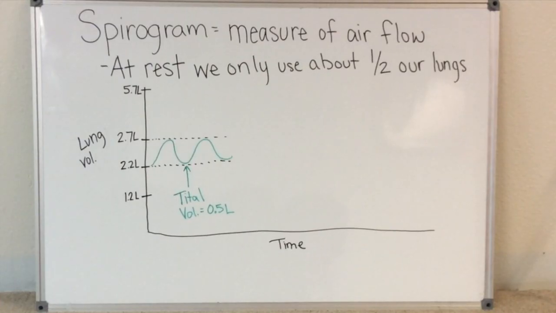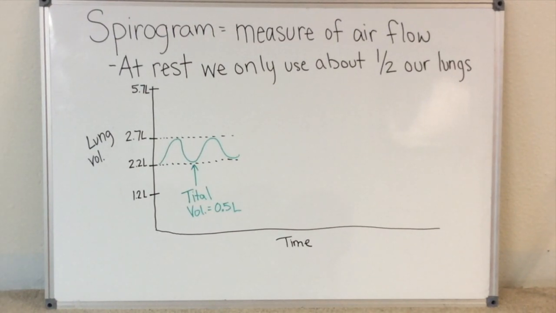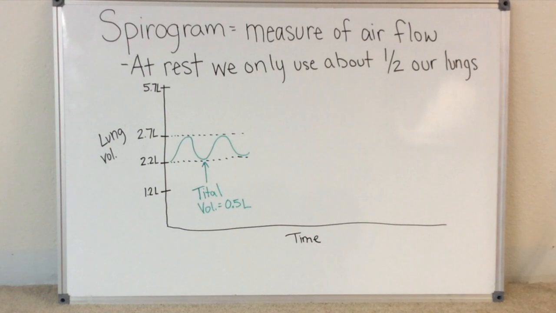We can measure the amount of air moving in and out of our lungs through spirometry. A spirogram is a graph showing the measurement of airflow moving in and out of the lungs. At rest, we are only using about half the volume of our lungs. When we are using a normal breathing pattern, we only move about 0.5 liters of air in and out of our lungs with every breath.